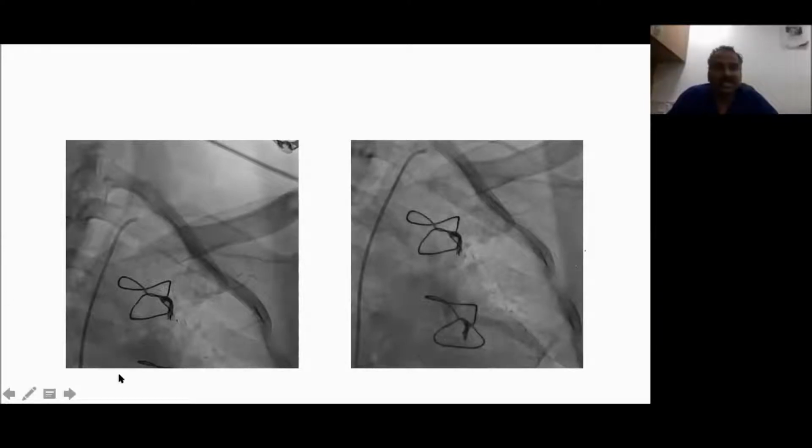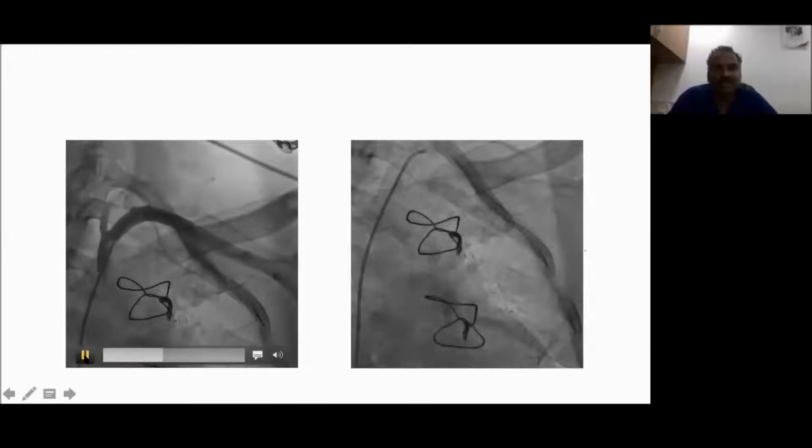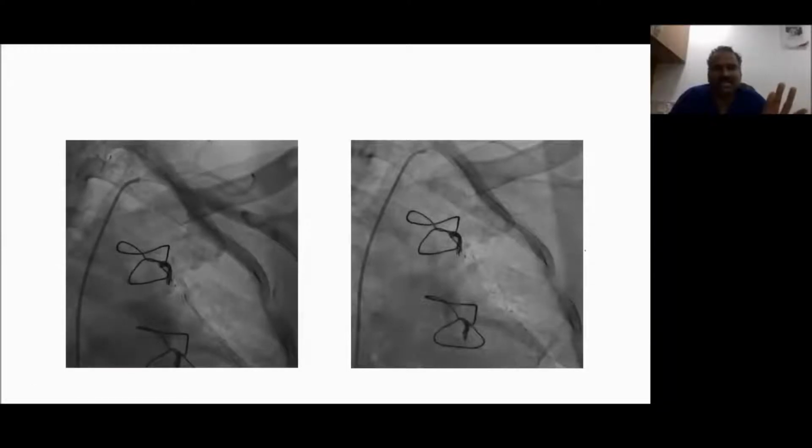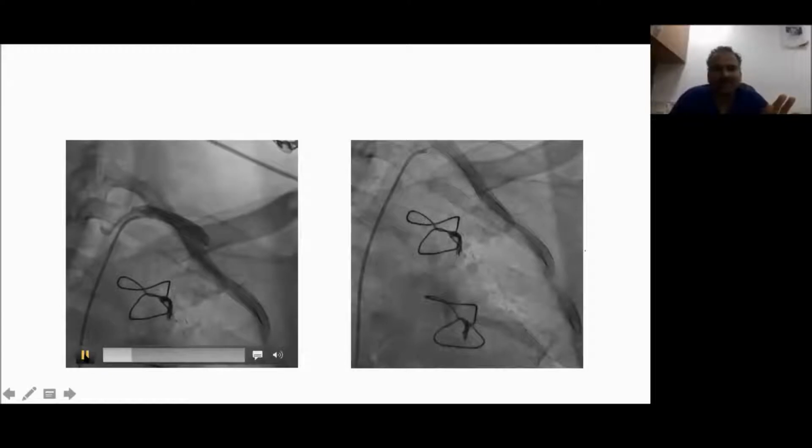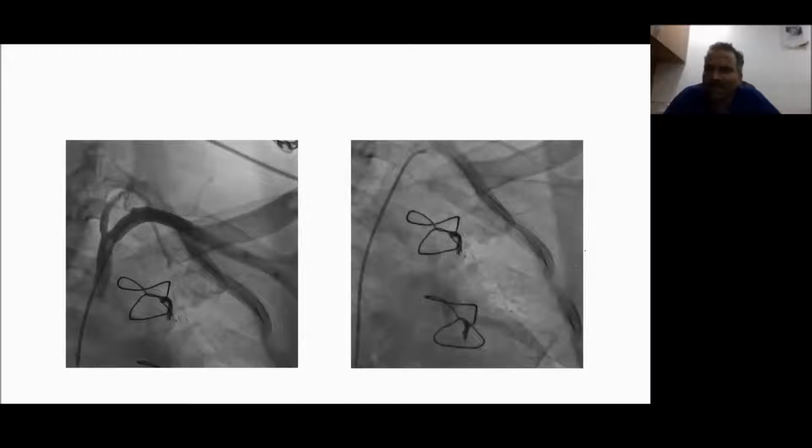So now this is the right anterior oblique view. You can see I'm just injecting in right anterior oblique view. Okay. So why right anterior oblique? Already I showed you, as a preamble to this presentation, the origin of LIMA. So LIMA originates from the anterior aspect of the subclavian artery, right? So to see whether your catheter is facing anteriorly or not, RAO view is the best view.